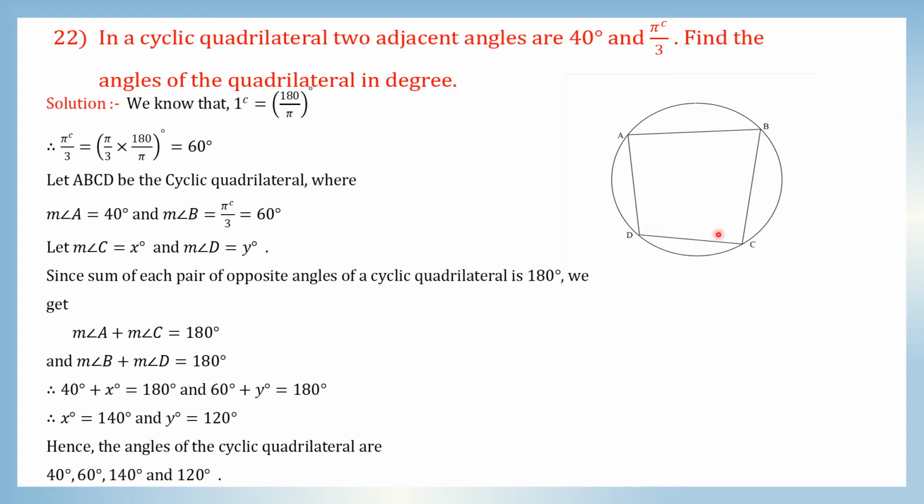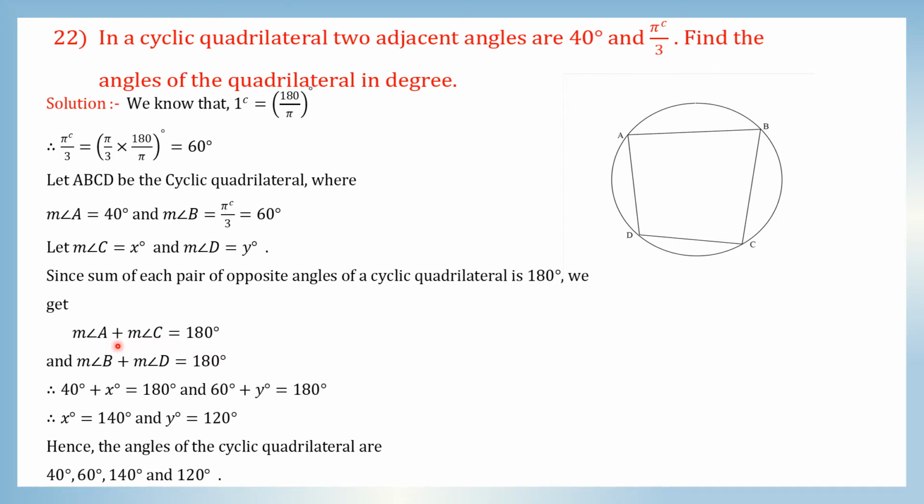We have to find these two angles. Suppose the measure of angle C equal to x degrees and the measure of angle D equal to y degrees. Here suppose this angle is x degrees and angle D is y degrees. We know that the sum of each pair of opposite angles of a cyclic quadrilateral is 180 degrees.